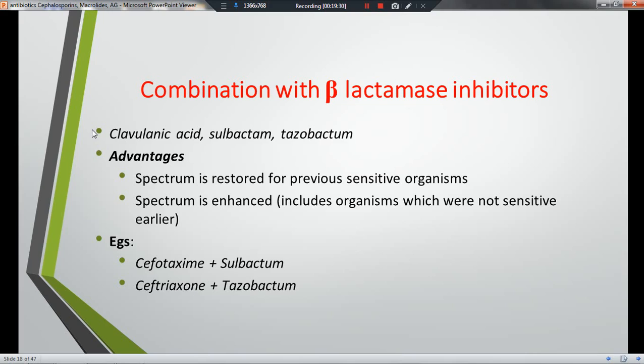And then we have seen the uses of each of these generations. First generation, cefazolin, remember for surgical prophylaxis. Second generation, mainly remember the anaerobic coverage by cephalosporins. Third generation has numerous gram-negative infections including typhoid, meningitis, pneumonia, etc., complicated UTI and all. Fourth generation have activity against infections by resistant strains as well as against Pseudomonas. Then we have seen the adverse effects and the combination with beta-lactamase inhibitors.